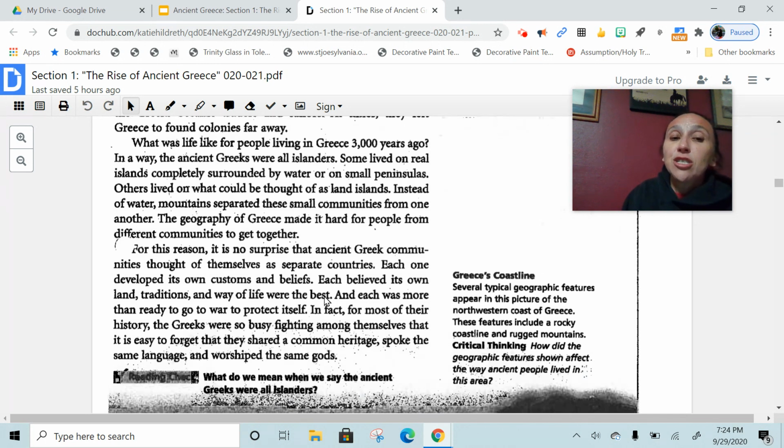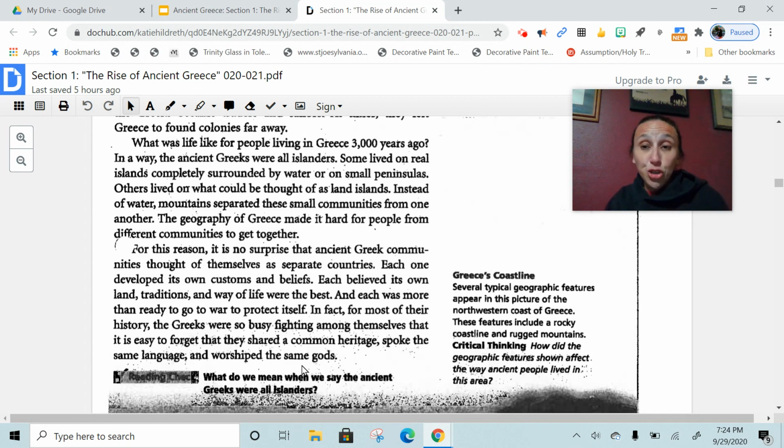For this reason, it is no surprise that ancient Greek communities thought of themselves as separate countries. Each one developed its own customs and beliefs. Each believed its own land, traditions, and way of life were the best, and each was more than ready to go to war to protect itself. In fact, for most of history, the Greeks were so busy fighting among themselves that it is easy to forget that they shared a common heritage, spoke the same language, and worshiped the same gods.